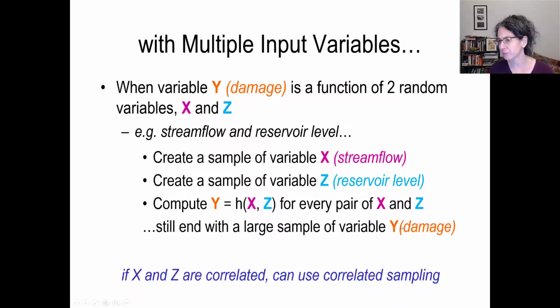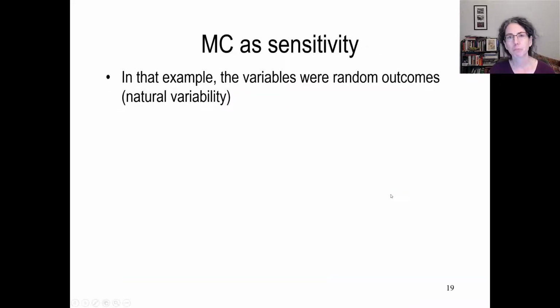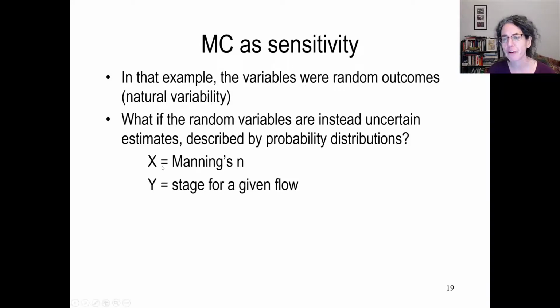So in this example, both of our random variable inputs were natural variabilities. Stream flow, reservoir level, both vary randomly in time. But we can also do this approach with knowledge uncertainties, right? So let's say our random variable x is Manning's n, channel roughness. So that's a knowledge uncertainty and can be represented by a probability distribution showing the likely values of Manning's n. And maybe my output, my random variable y, will be the stage for a given flow. And I would compute that stage with a hydraulic model.